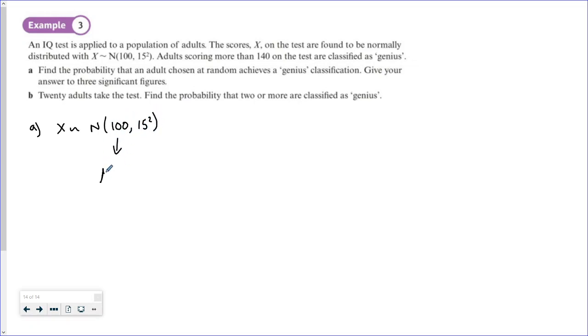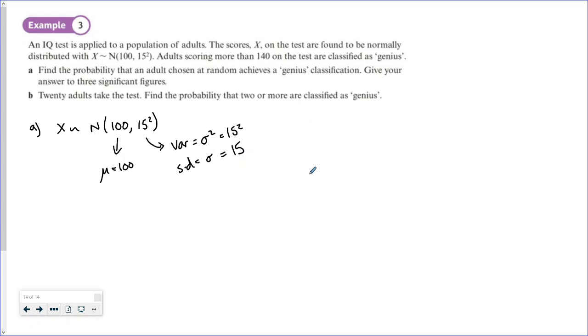So the first parameter tells me what the mean is, which is 100, and the second parameter tells me that the variance, which we've been calling sigma squared, is equal to the second parameter here, which is 15 squared. So the standard deviation, which would be sigma, is the square root of the variance, which is 15.